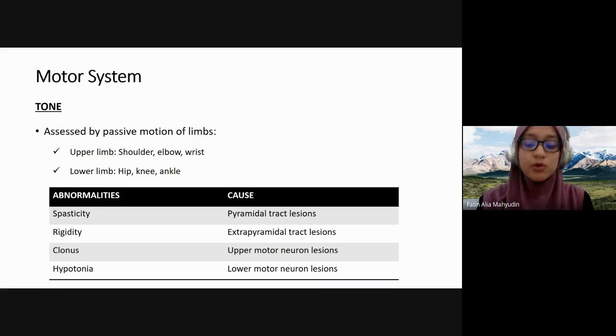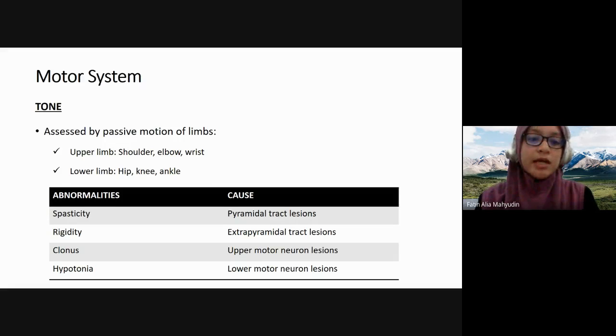Okay, now moving on to the motor system. So remember, when doing neurological examination, we have to remember TPR, ABC. Remember TPR, tone power reflex, ABC, ataxia, Babinski, and clonus. However, ataxia will be covered in cerebellar examination. So for tone, we assess by passive motions of the limbs. For upper limb, we move the patient's shoulder, elbow, wrist, and for lower limb, we move the hip, knee, and ankle. Remember to compare one side to another.